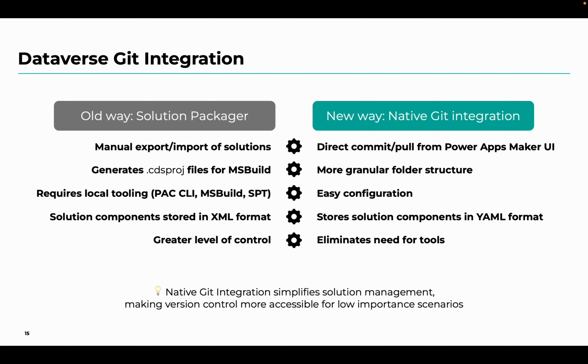Because the native Git integration is meant to be used for dev environments only. So this is not for moving changes across environments, because it's completely unmanaged, and there is still the same structure for moving solutions between environments, which, for example, Power Platform pipelines are built around.